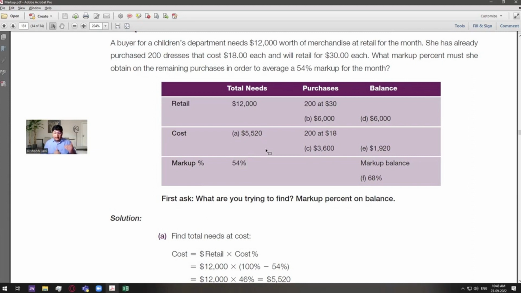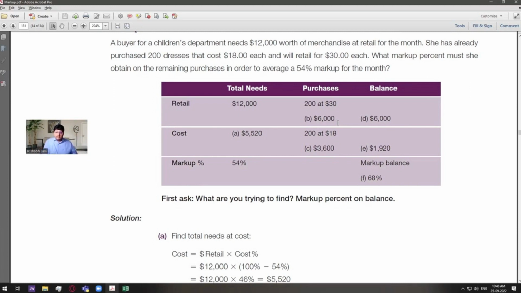Now we get to our next step. So now we subtract what we've already purchased from what our needs are. 12,000 minus 6,000, and we get our balance of $6,000. When we make our next order, it needs to be valued at $6,000 at retail.